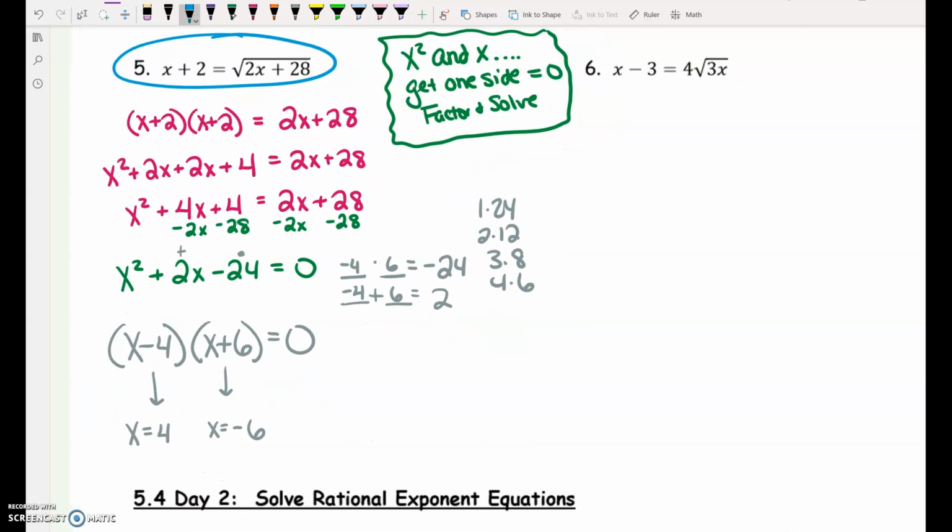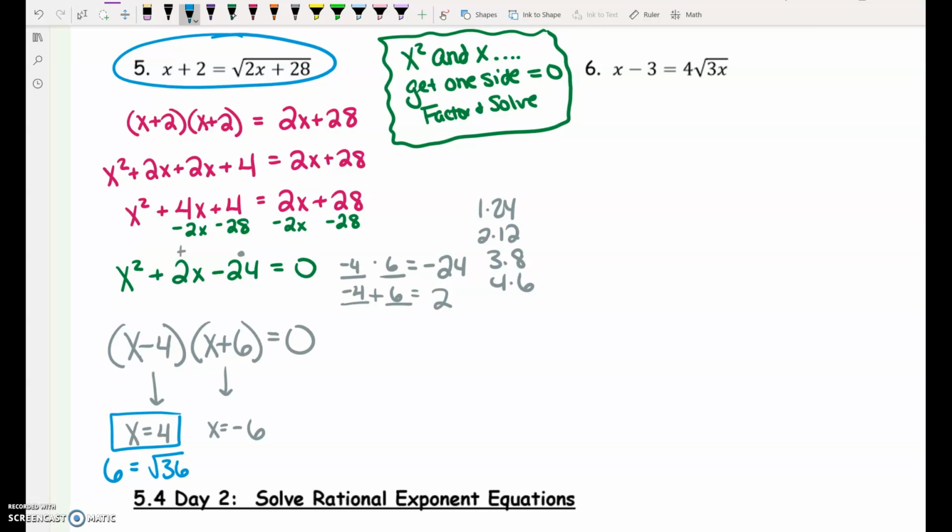So if I plug 4 in here, what is 4 plus 2? 6. The left side, I get 6. If I plug 4 in here, what's 2 times 4? And 8 plus 28? You can use your calculator to help you. It's 36. Does 6 equal the square root of 36? Yeah, that totally works. So that is a solution.